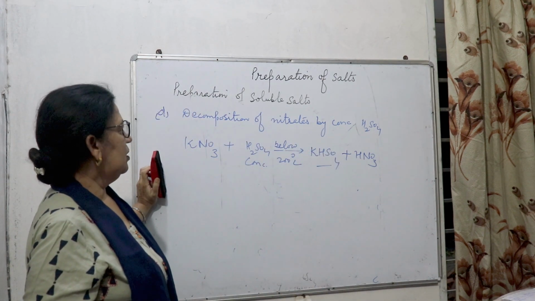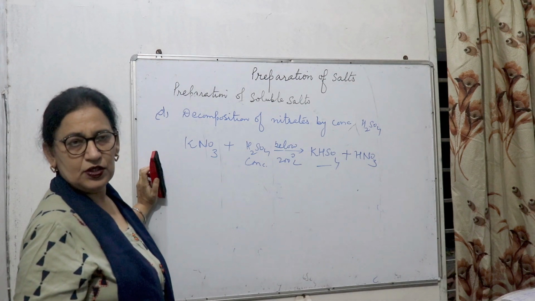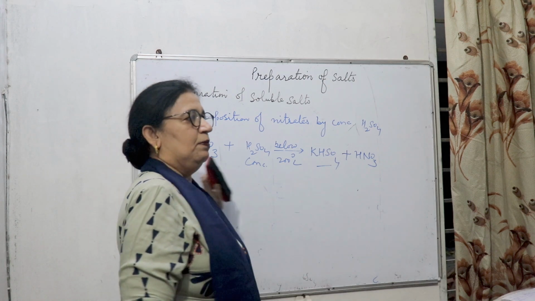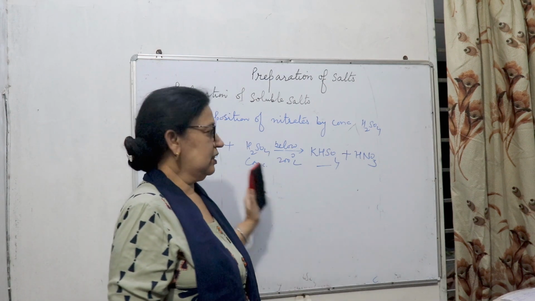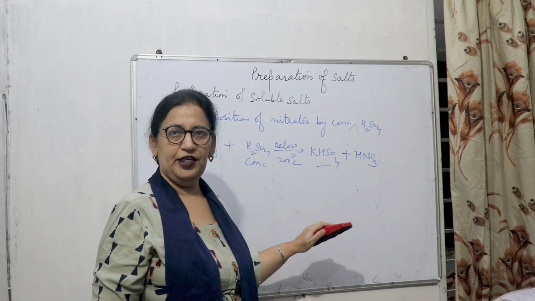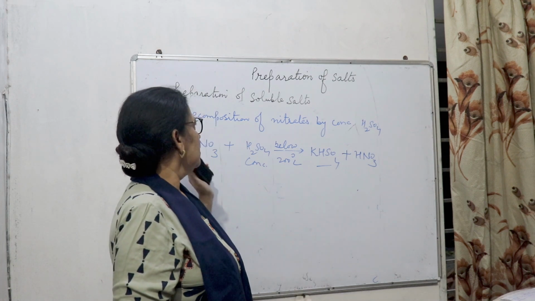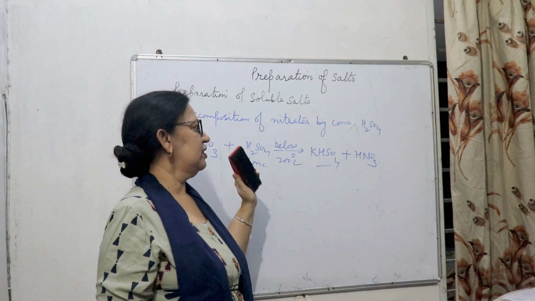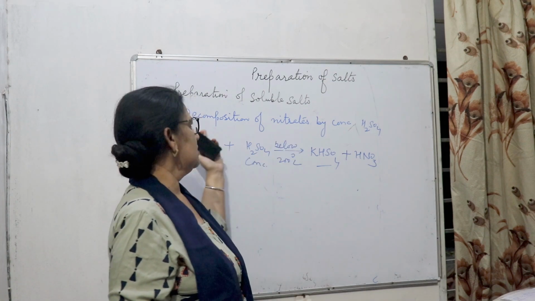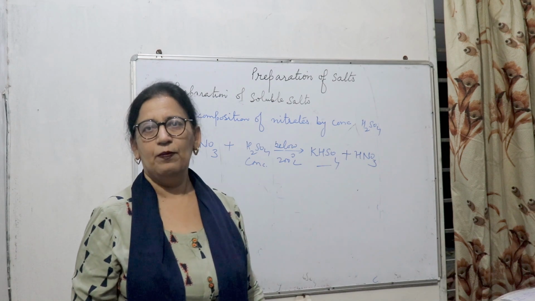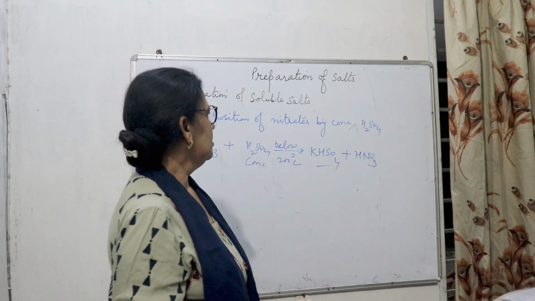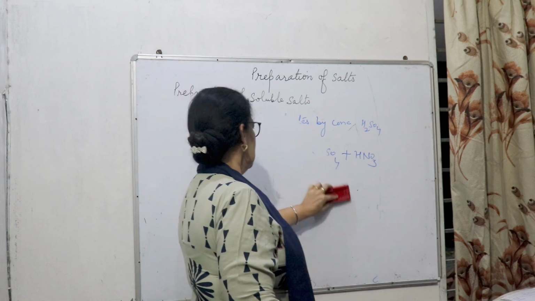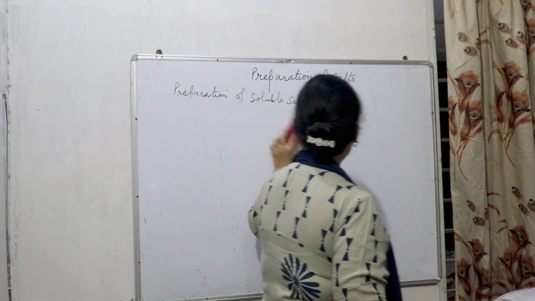So we did 4 parts in decomposition. First is decomposition of bicarbonates with acid. Second is decomposition of carbonates by acids. Third is decomposition of chlorides by concentrated sulfuric acid, and the fourth one is decomposition of nitrates by concentrated sulfuric acid. So this is the third method, that is decomposition.